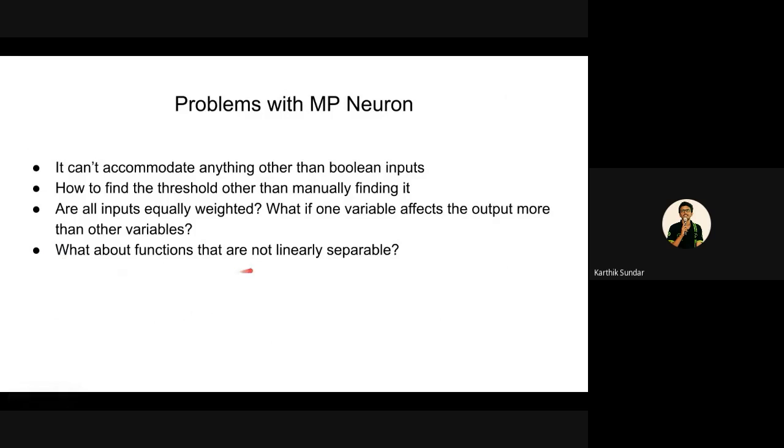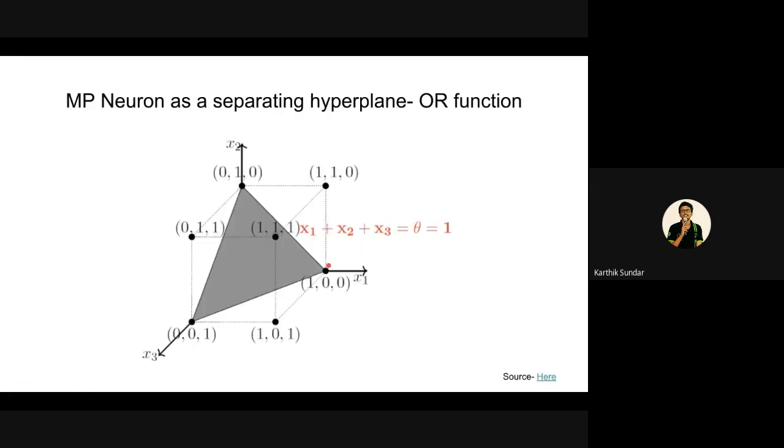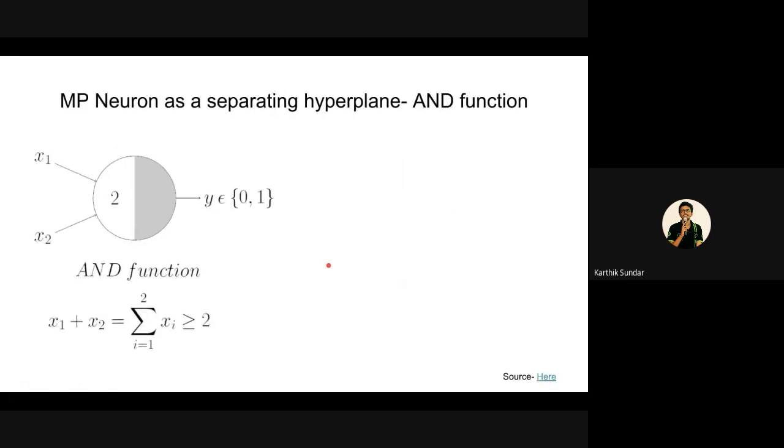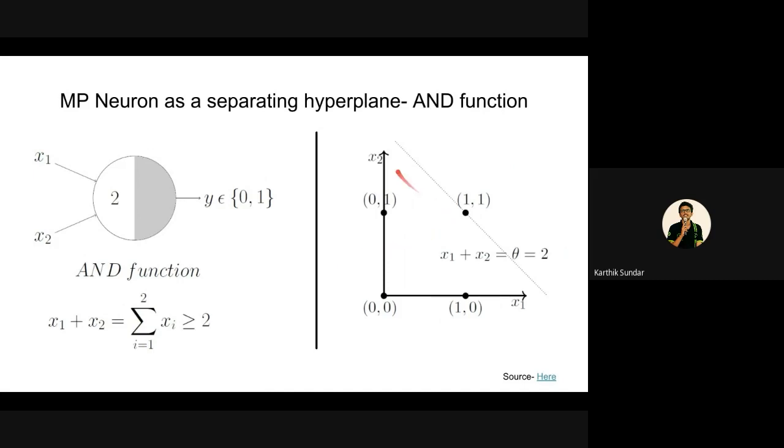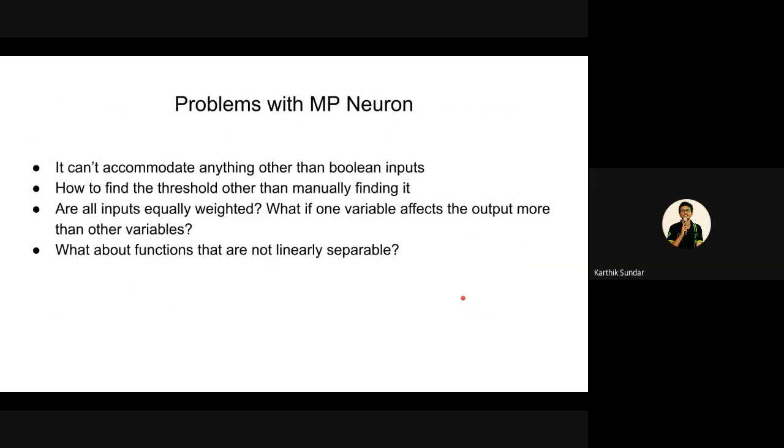And what about functions that are not linearly separable? What does it mean? Here we are able to separate the positive points and negative points. Let's say these are negative points, and these are positive points, and we have a line that separates both. But what if the data points are not linearly separable? The best example is the XOR function, which we saw before. It is not linearly separable. So what do we do in that case? These were the drawbacks of the MP neuron.